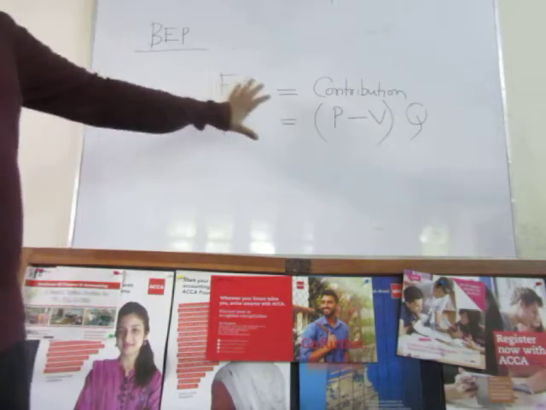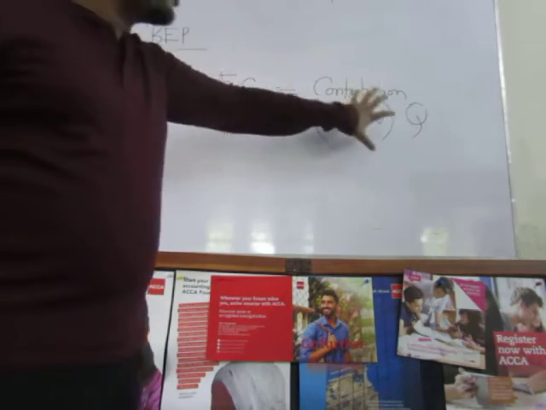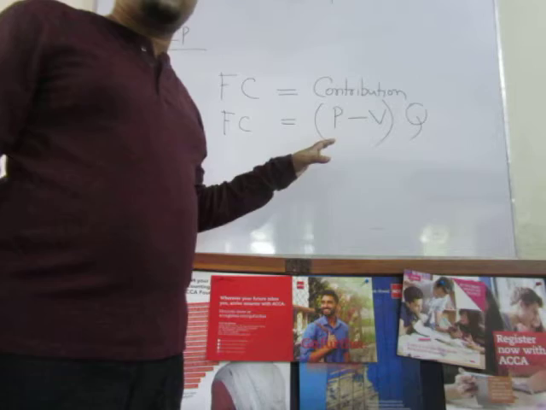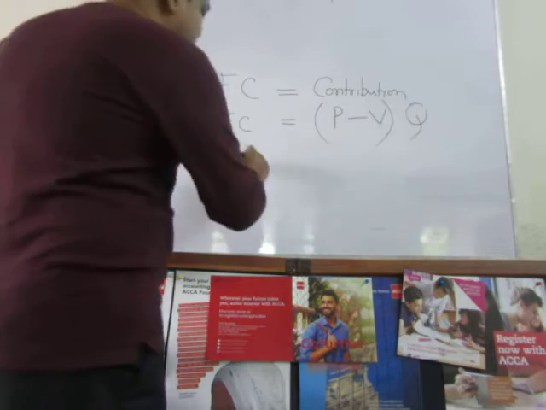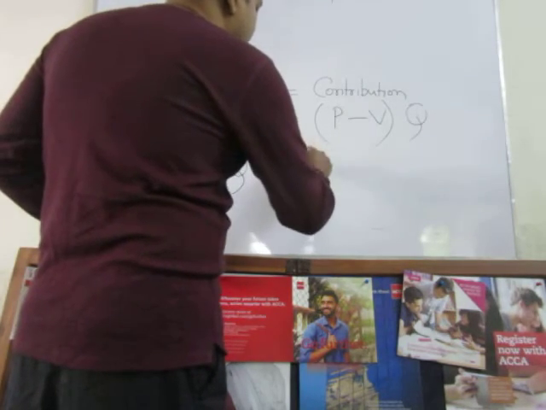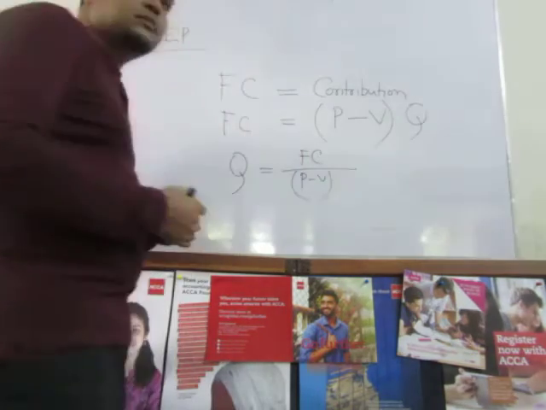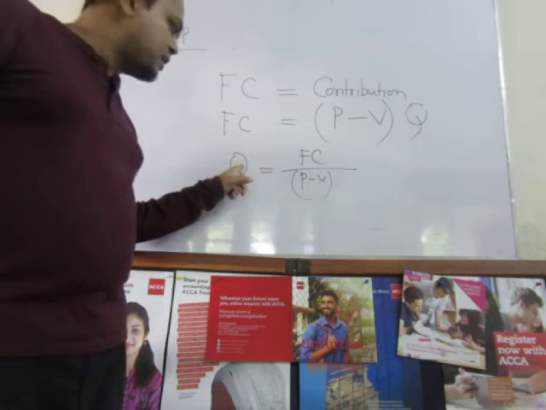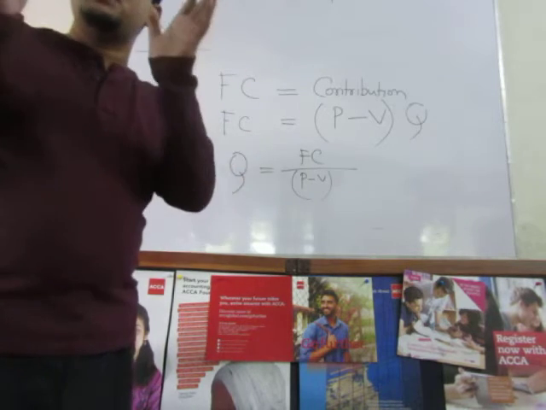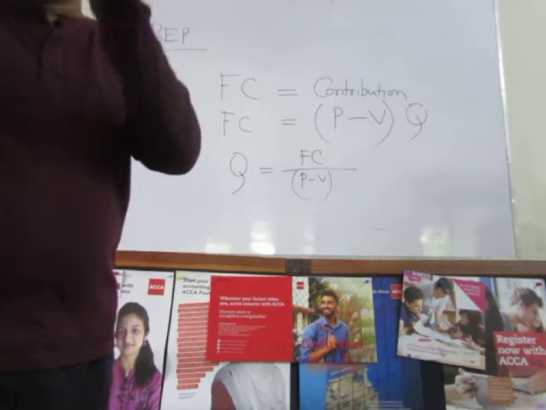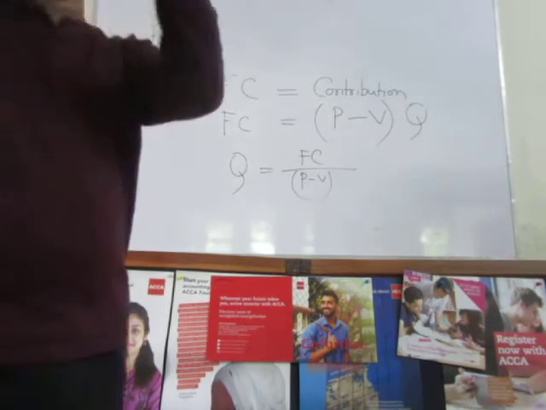So theoretically we can say fixed cost equals contribution, and from that we can find this formula. So now you can find Q, break-even quantity, equals fixed cost divided by P minus V. So break-even quantity means the minimum number of units that you have to produce and sell so that you can overcome your fixed cost.